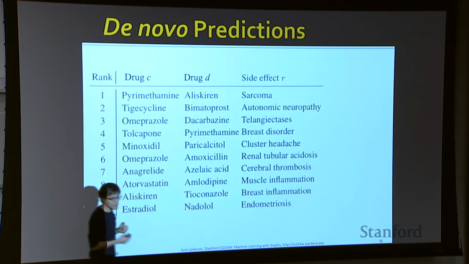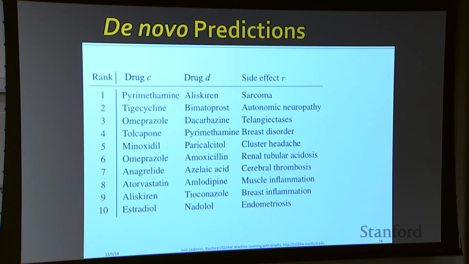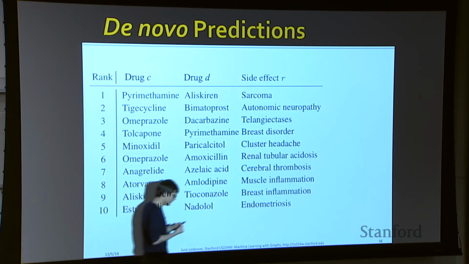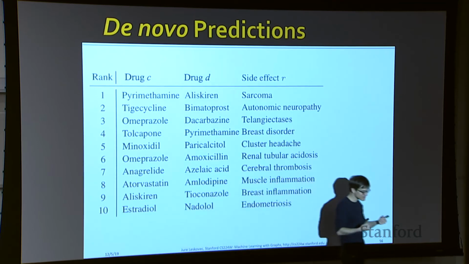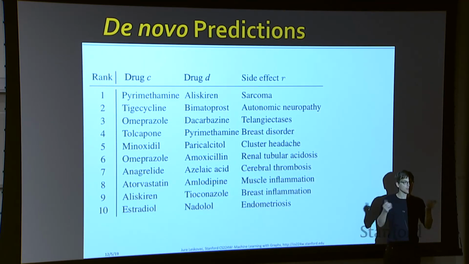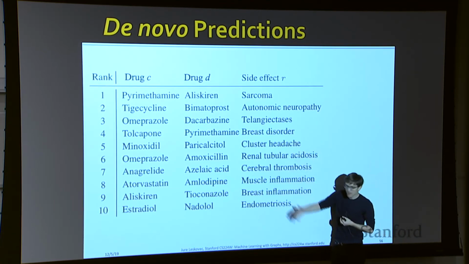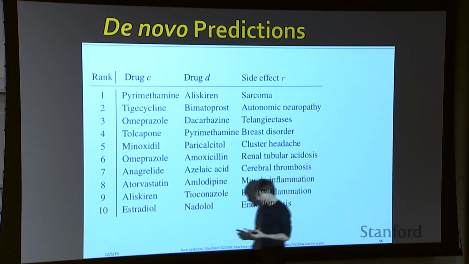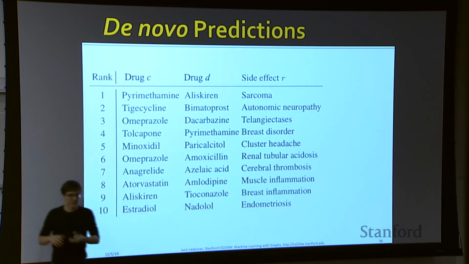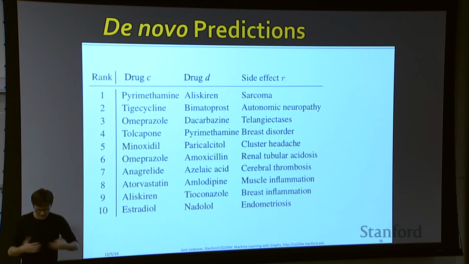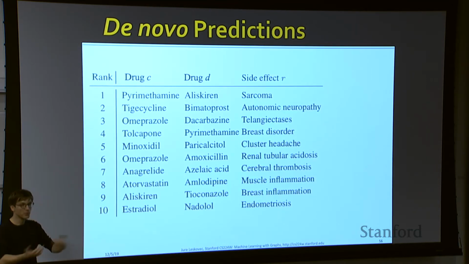What is maybe more interesting is that you can use this model and ask it to make novel predictions. So what we did is we take all drug pairs, and for every drug pair we ask, what are the predictions the model makes? And here are the top 10 most confident predictions that the model makes over the data. These are predictions. This is not cross-validation. These are just pure predictions of the model.